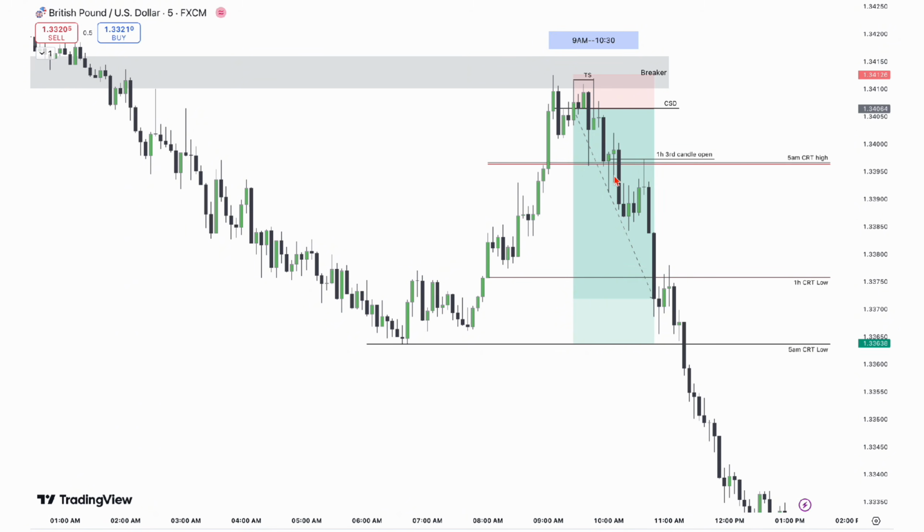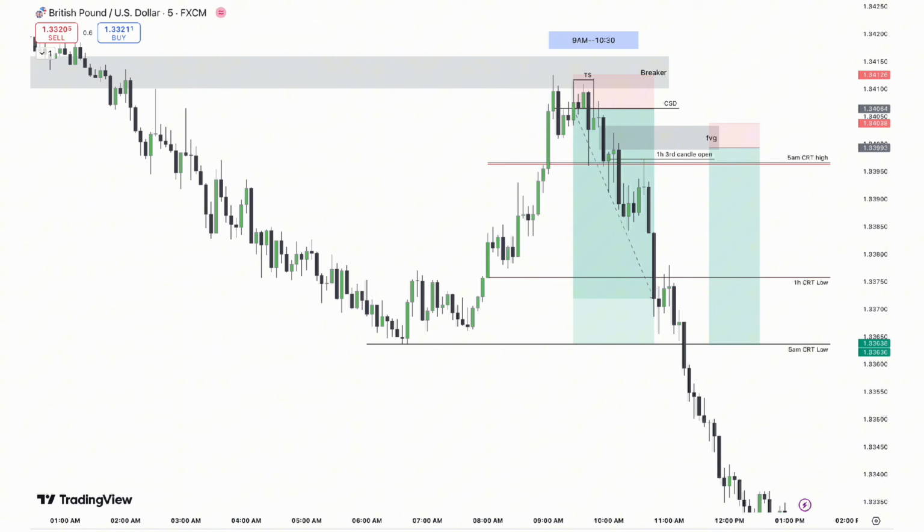So let's look for the next opportunity in this example. We marked out the third candle of 1 hour opening, and we will be sellers above its opening. Above the third candle opening, we have a fair value gap. So we enter in the FVG and target the CRT low, and you can see how this model works effectively.